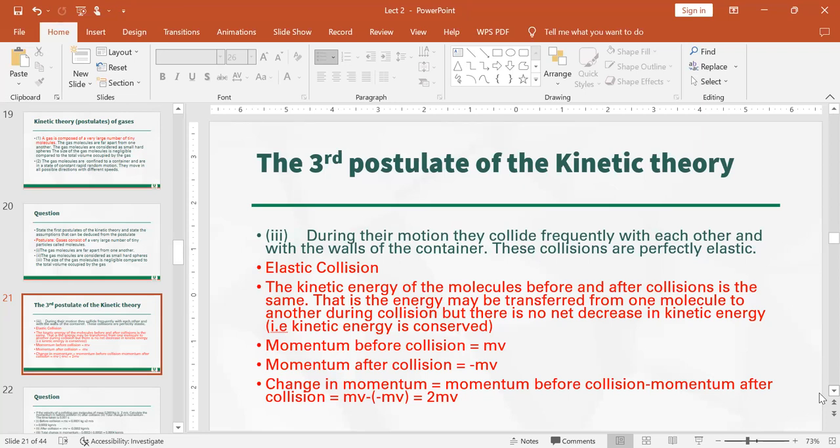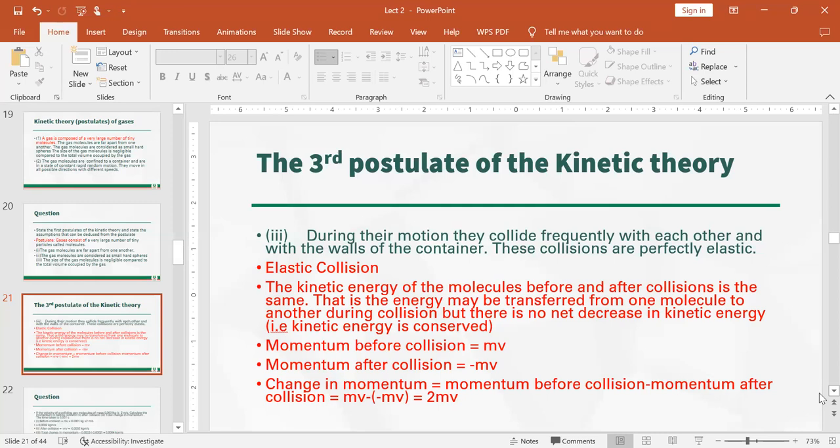But now, let's look at that third point. During their motion, they collide frequently with each other and with the wall of the container. So the collisions are perfectly elastic. Because they are assumed to be elastic, the momentum before collision is the same as the momentum after collision. So the kinetic energy of the molecule before and after collision is the same. Energy may be transferred from one molecule to another during collision, but there is no net decrease in kinetic energy. The kinetic energy is conserved. Consider the momentum before collision: the mass of the gas molecule is M and it is moving.